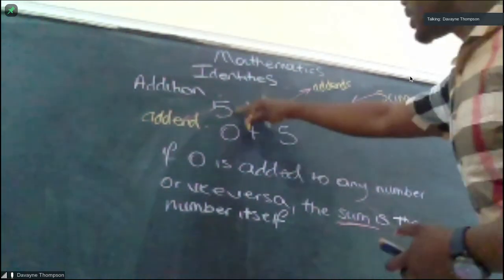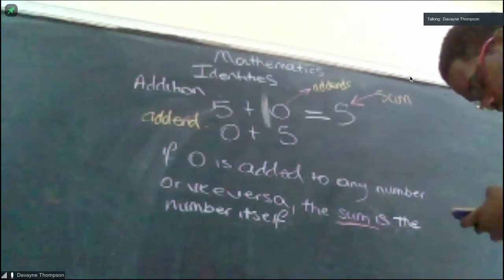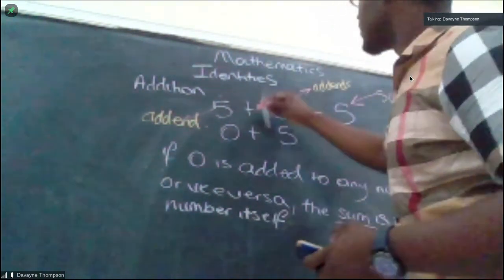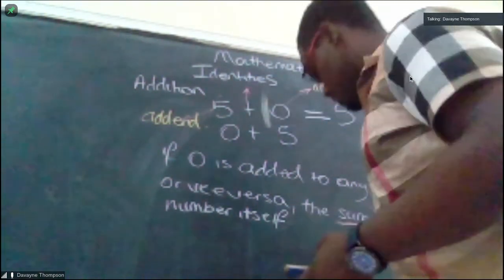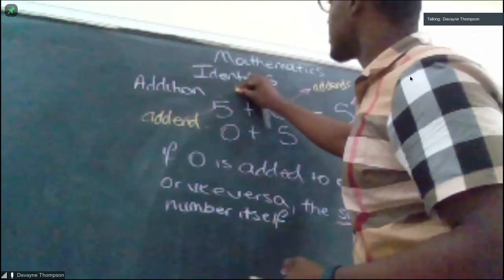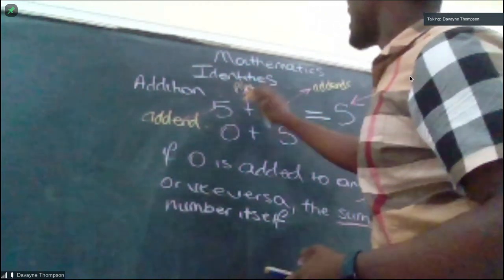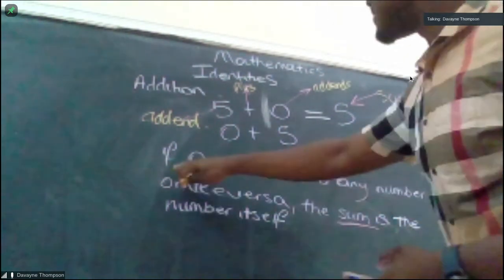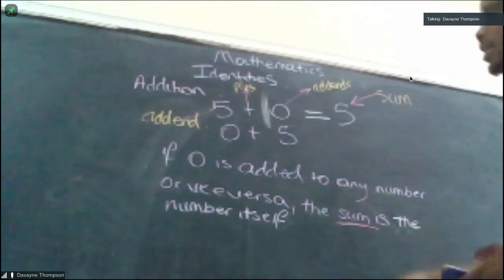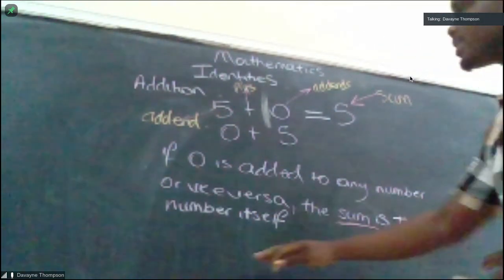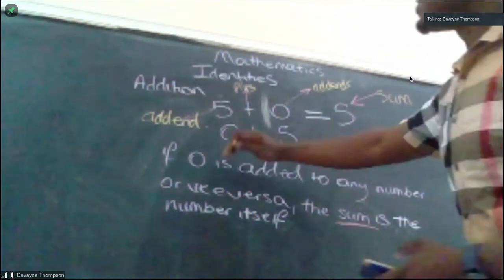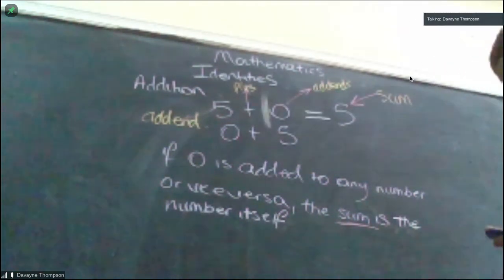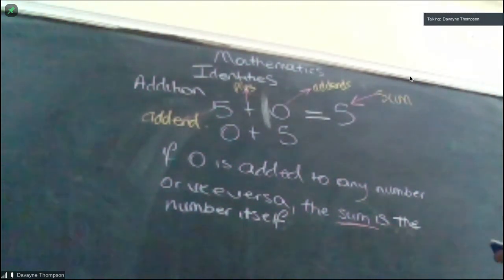Alright? But what do we call this symbol in the middle? Isn't it plus? So that's the part, or this is the identity of addition. The identity is that if 0 is added to any number, or vice versa, the sum is the number itself, and the parts of addition is that you have two addends with a plus that gives you a sum. Any questions?